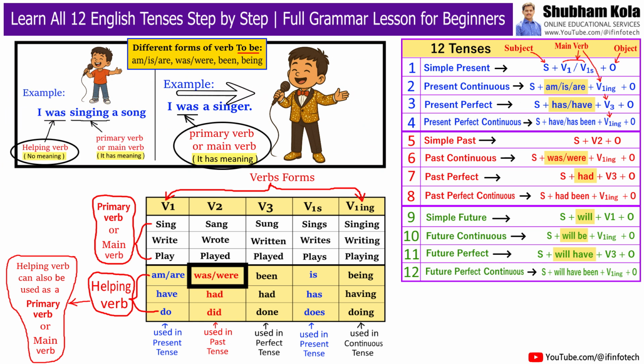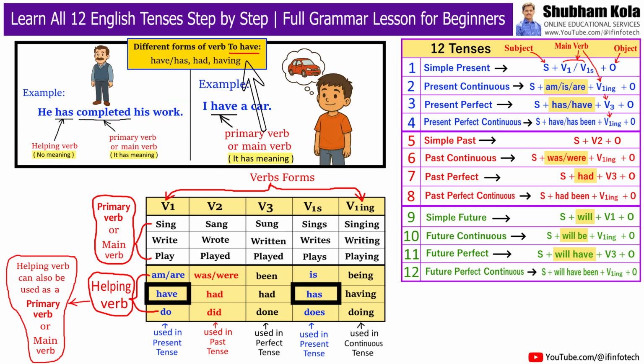Same goes with the past tense. I was singing a song. Was is just helping singing, no separate meaning. But if I say I was singer, then was becomes the main verb. It tells us that earlier I existed as a singer.